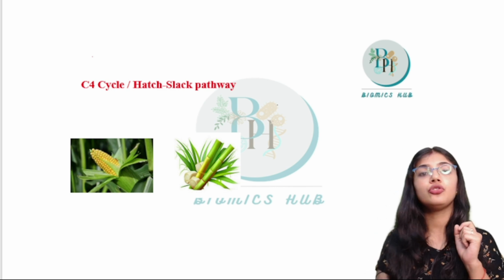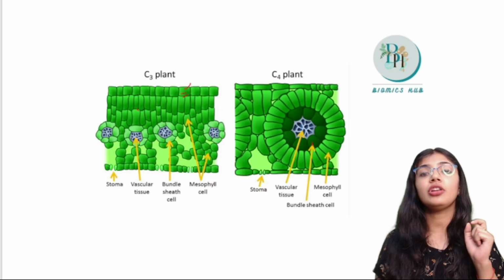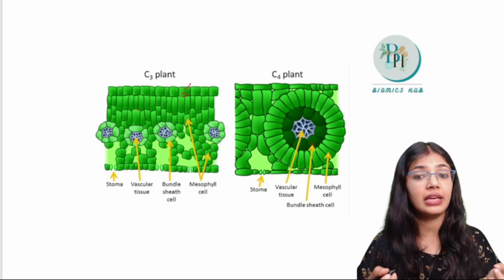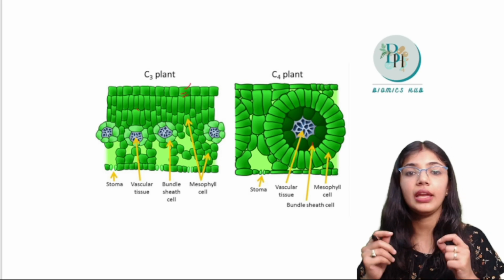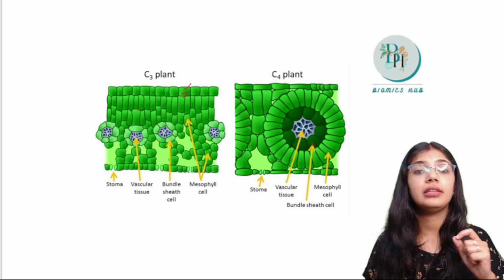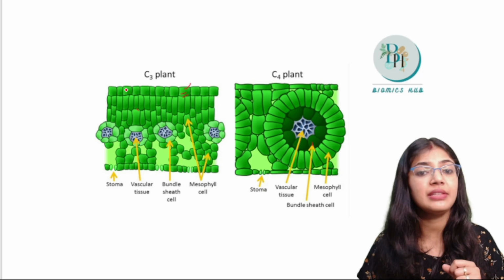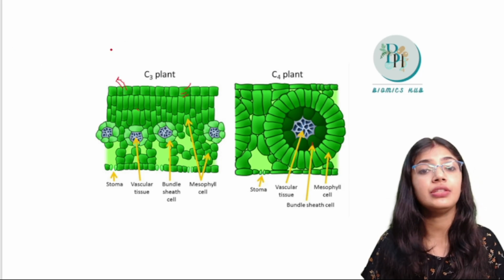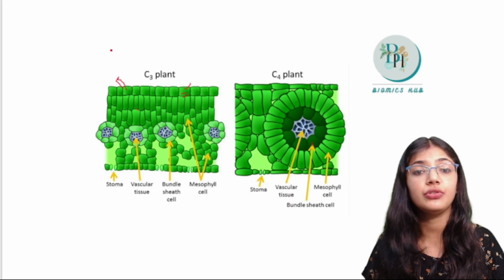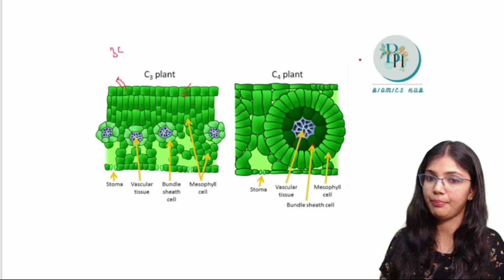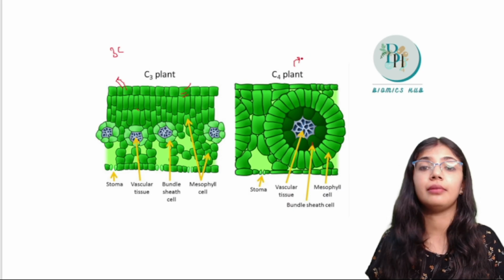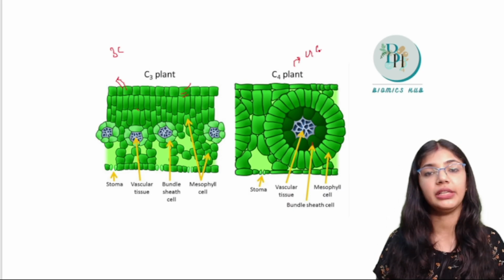So what happens in the plants for the fixation of carbon? There are certain cycles, like the C3 cycle or C4 cycle. In the C3 cycle, the carbon dioxide fixation takes place in the mesophyll cell. So why is it known as the C3 cycle? Because the first stable compound which is produced here is a 3 carbon containing compound. And in the C4 plants, the first stable compound which is produced is a 4 carbon containing compound.